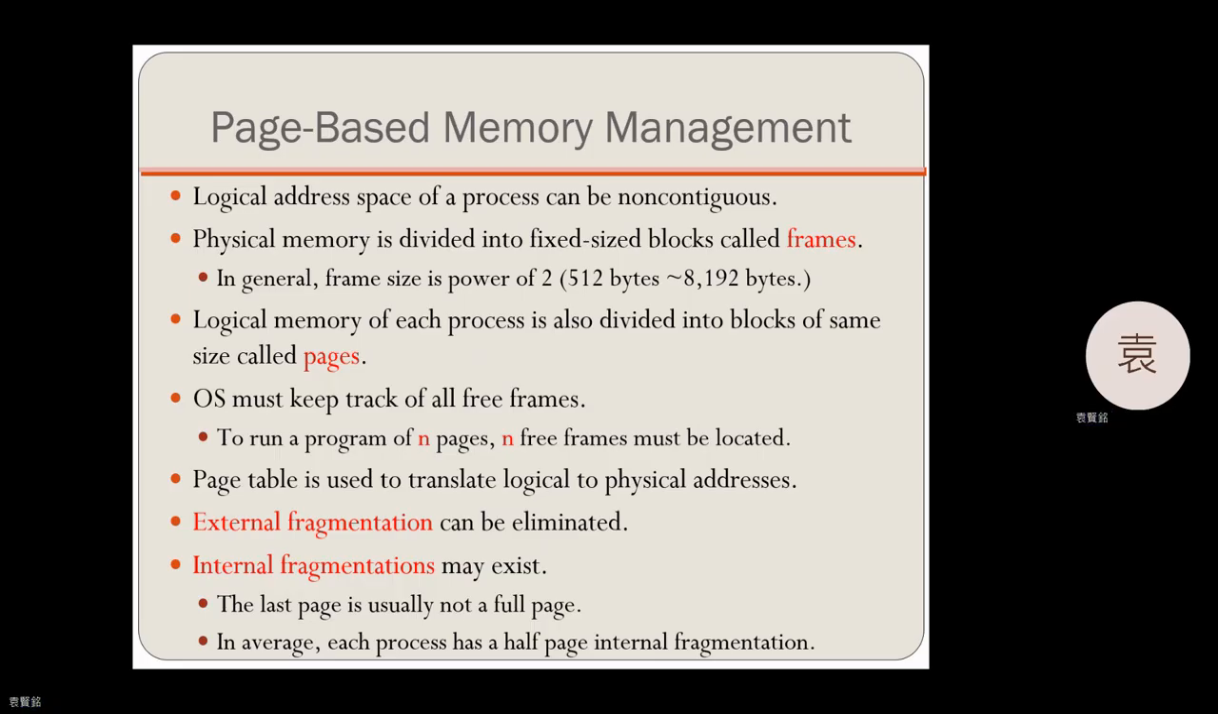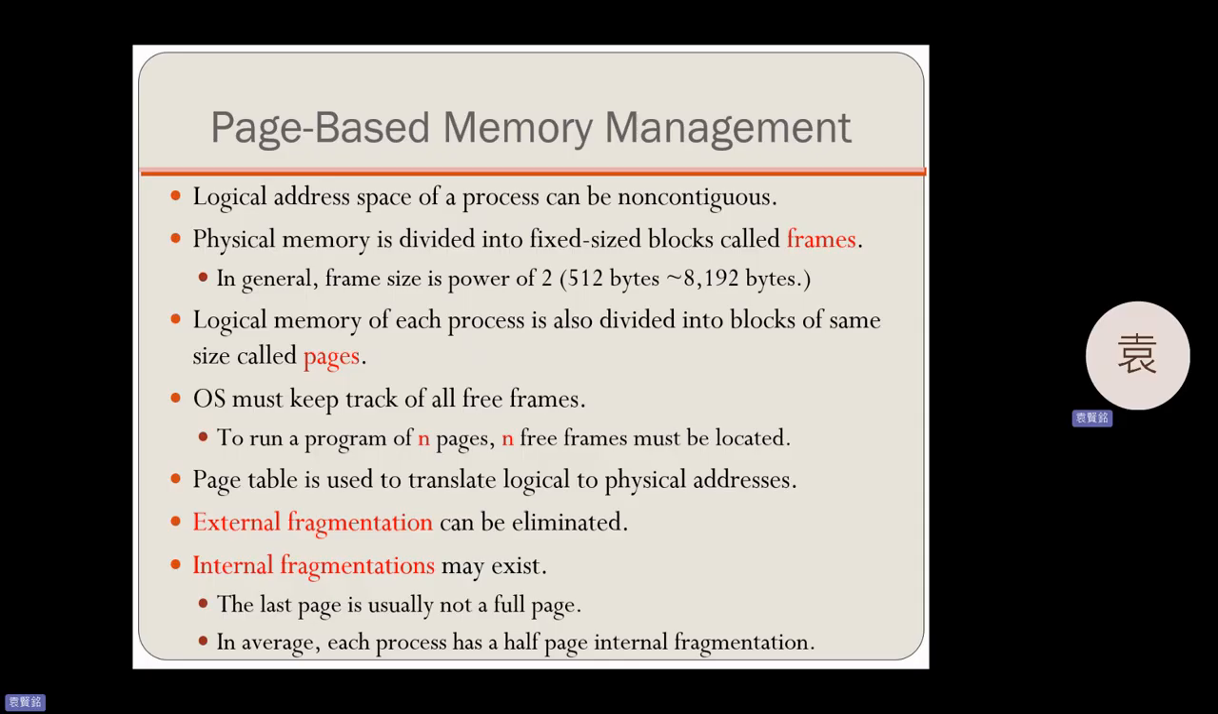In this kind of mechanism, the logical address space of a process doesn't need to be contiguous anymore. When you assign memory to a process, it doesn't need to be assigned in a contiguous fashion. The physical memory also doesn't need to be physically contiguous. So physical memory is divided into fixed-sized blocks. We call them frames, or page frames, or memory frames.